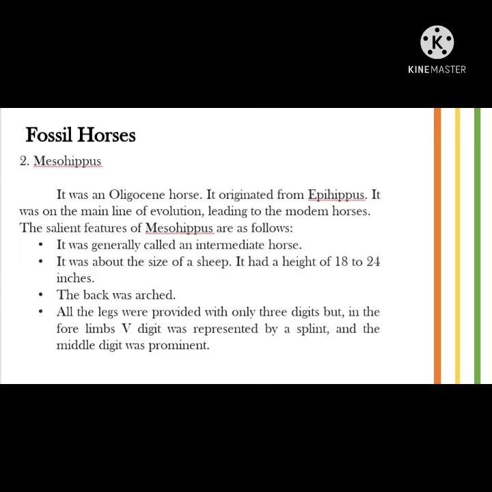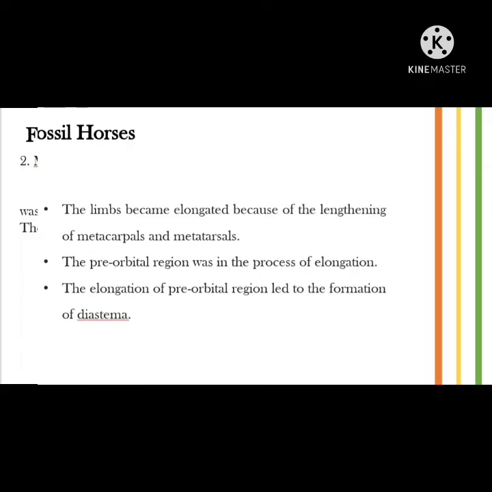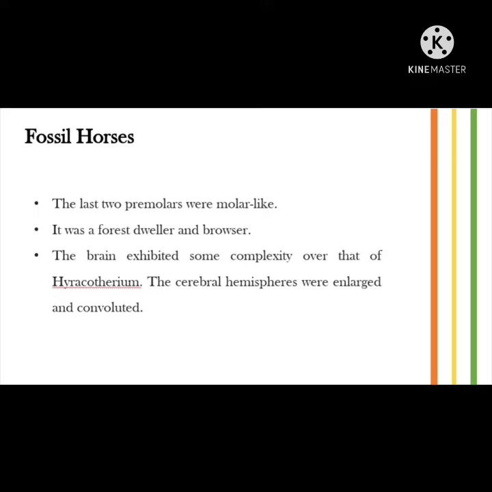Unti-unti makikita natin ang mga pagbabago na nabanggit sa evolutionary trends because the limbs of Mesohippus became elongated because of the lengthening of metatarsals and metacarpals, and its preorbital region was in the process of elongation, which led to the formation of diastema. The last 2 premolars were molar-like, and the brain exhibited some complexity over that of Hyracotherium, and the cerebral hemispheres were enlarged and convoluted.